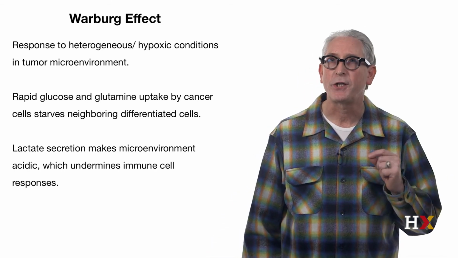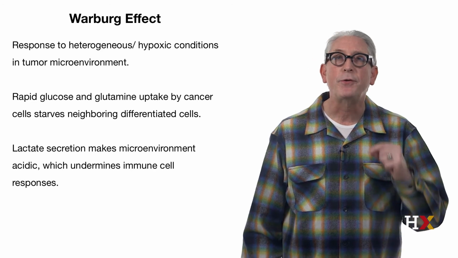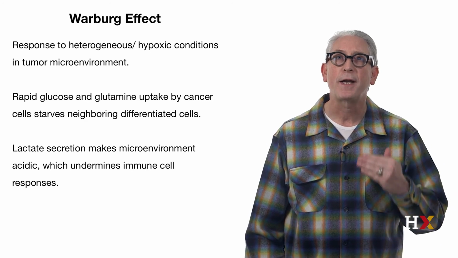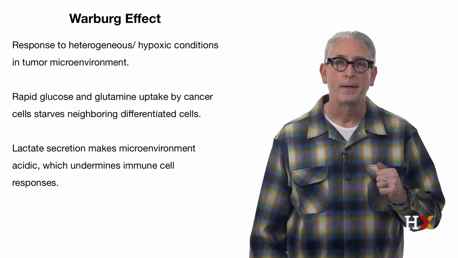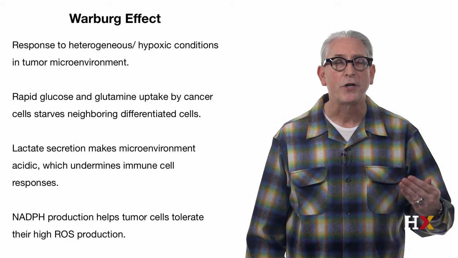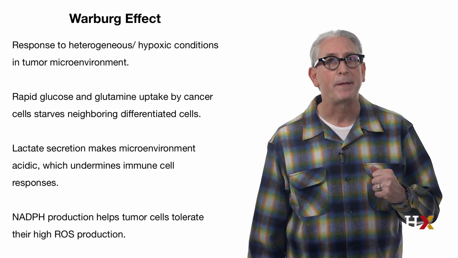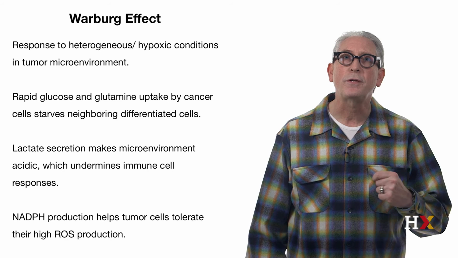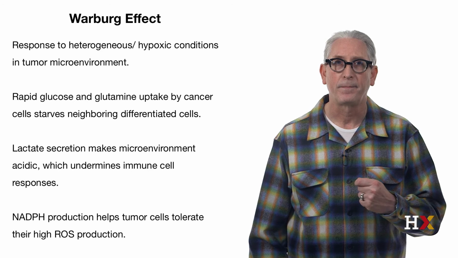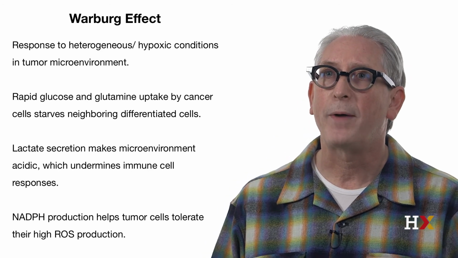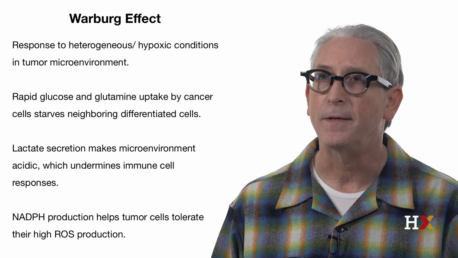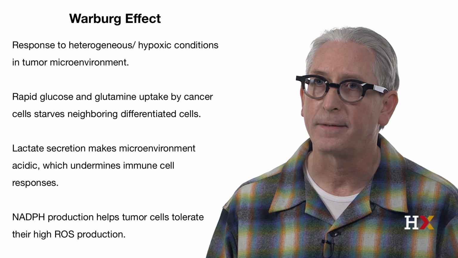The increased secretion of lactate by cancer cells reduces the pH of the tumor's microenvironment and limits the impact immune cells could have on the tumor. Finally, the accumulation of glucose 6-phosphate supports NADPH production that is not only needed by anabolic pathways, but is also needed to reduce the effect of high reactive oxygen species in cancer cells. This high production of reactive oxygen species is a direct result of the high metabolic activity existing in cancer cells.